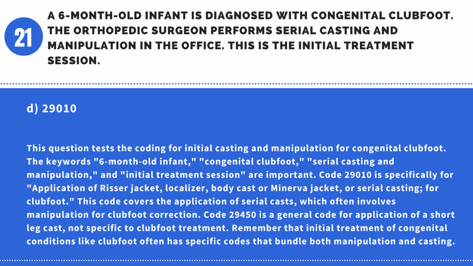This code covers the application of serial casts, which often involves manipulation for clubfoot correction. Code 29450 is a general code for application of a short leg cast, not specific to clubfoot treatment. Remember that initial treatment of congenital conditions like clubfoot often has specific codes that bundle both manipulation and casting.